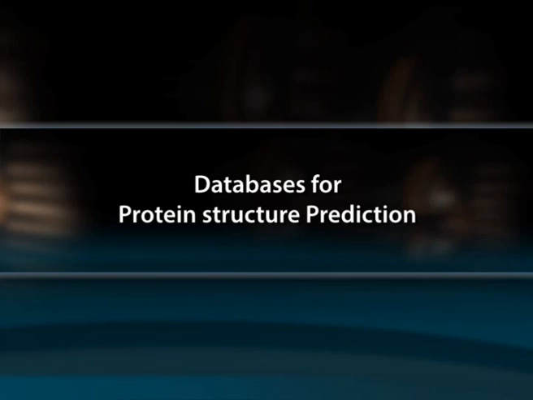Databases for protein structure prediction. The journey from a string of amino acids to a functionally relevant protein is not easy, and predicting its structure and function is next to impossible. The problem calls for the prediction of the tertiary structure of a protein from its amino acid sequence. This is highly desirable for the following reasons.